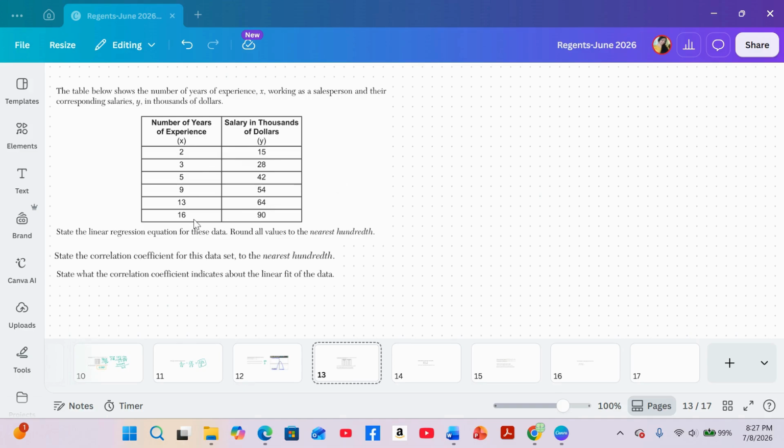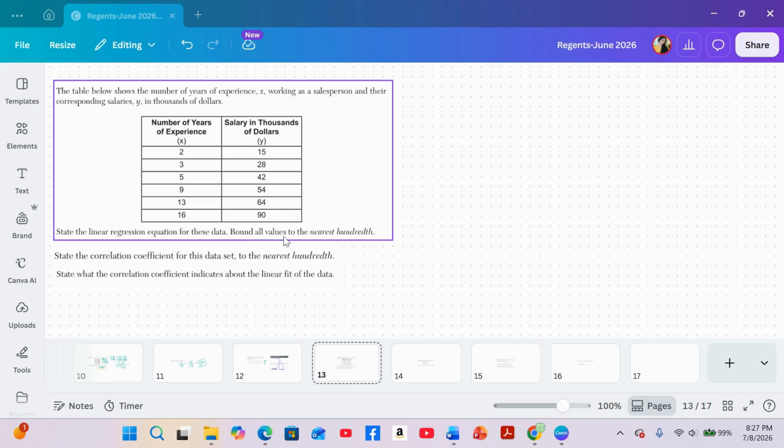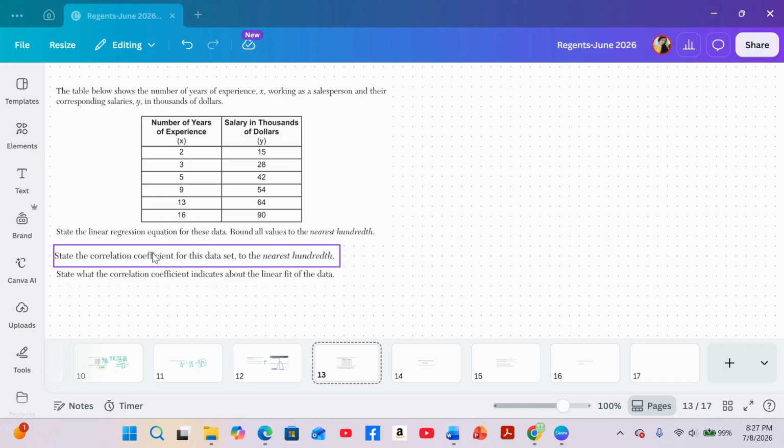In this question, they're asking you to state the linear regression equation for the data up here, rounding the values to the nearest hundredth, and state the correlation coefficient and state what the correlation coefficient indicates about the linear fit of the data. So I'll just go ahead and plug this into the calculator and come back and show you what I did.